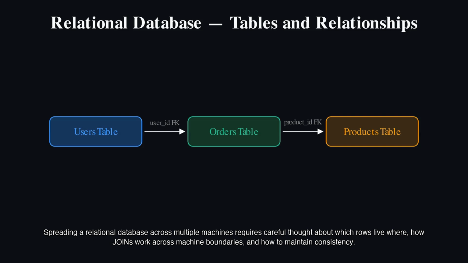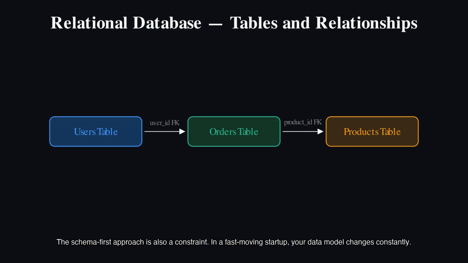The schema-first approach is also a constraint. In a fast-moving startup, your data model changes constantly. Every schema migration requires coordination between engineers, careful planning, and often downtime. For certain workloads, this rigidity is a serious bottleneck. These limitations are what motivated the rise of NoSQL.